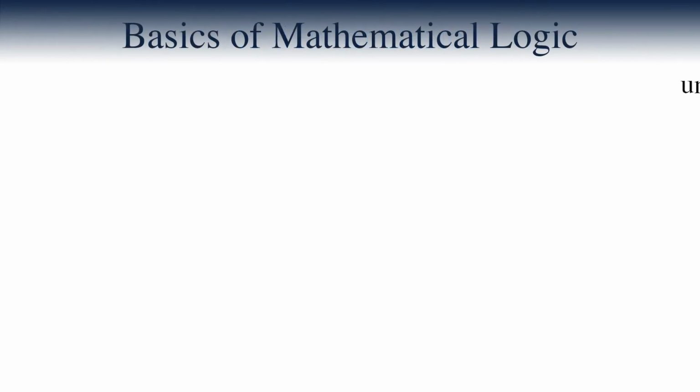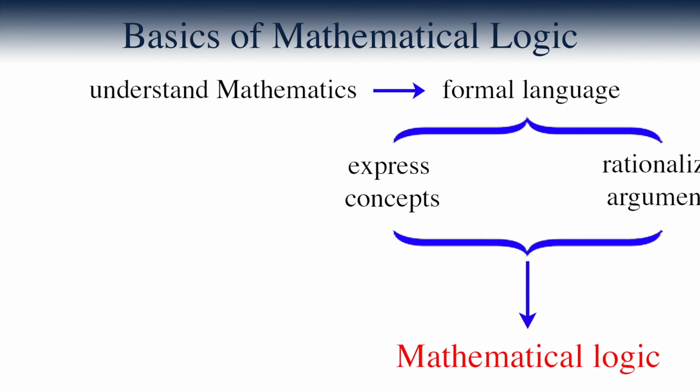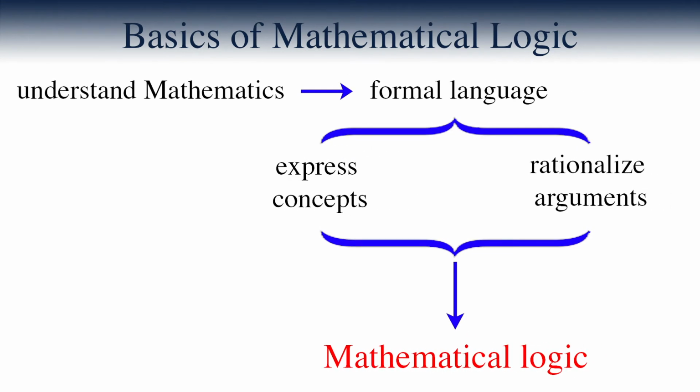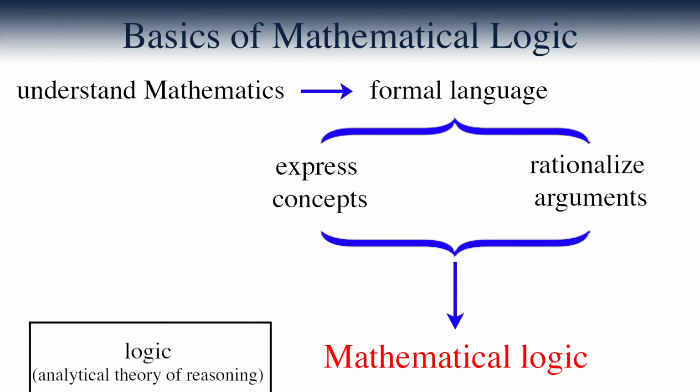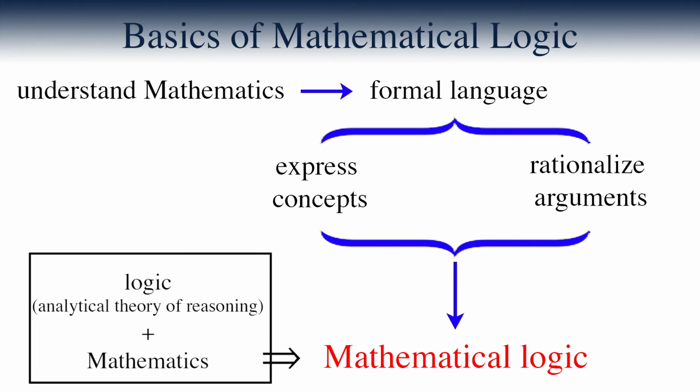In order to understand mathematics and utilize it in everyday problems, we need to set up a bunch of rules. The first thing we need is to identify a formal language to express the concepts and a set of logical components to rationalize arguments. That is why we need to know the logic in mathematics. Logic is the analytical theory of the art of reasoning. Exploring the applications of formal logic to mathematics is called mathematical logic. In other words, it is how we formalize the logic that we use in our proofs.